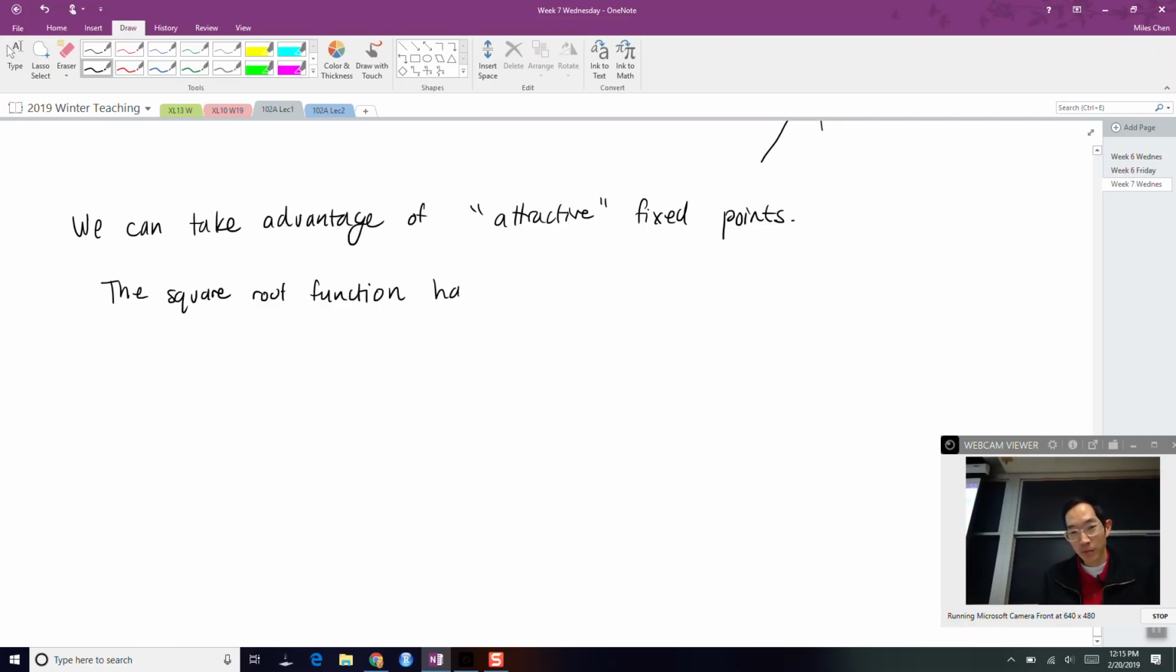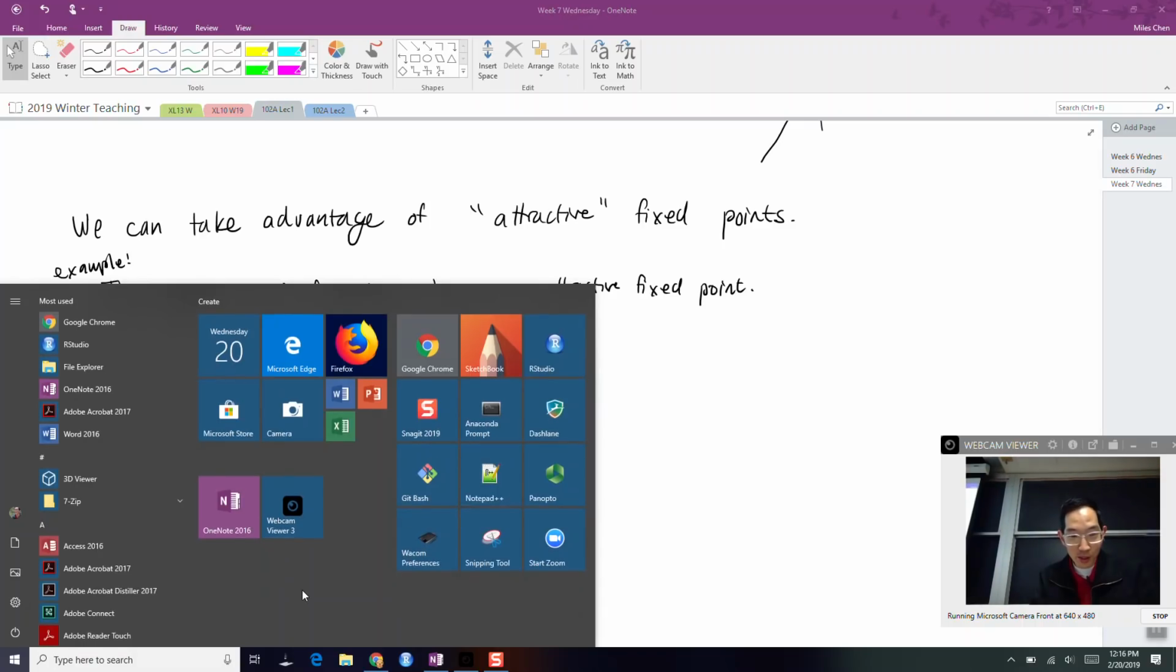The square root function, so here's an example. The square root function has an attractive fixed point, which means no matter what number you start with, if you take the square root of a value, you'll get another value. And if you take the square root of that value, you'll get another value. And if you keep doing this forever, where will you end up? Close to 1. No matter what number you start with, if you keep taking the square root, you will end up near the value 1.